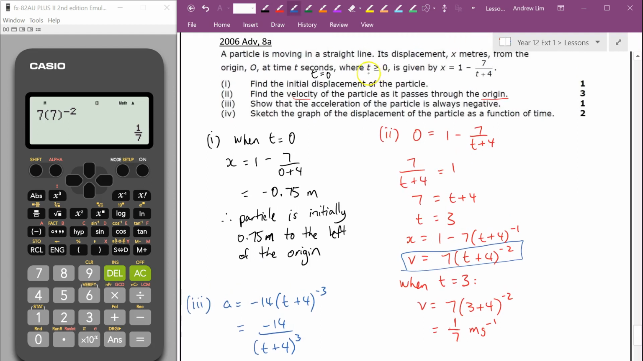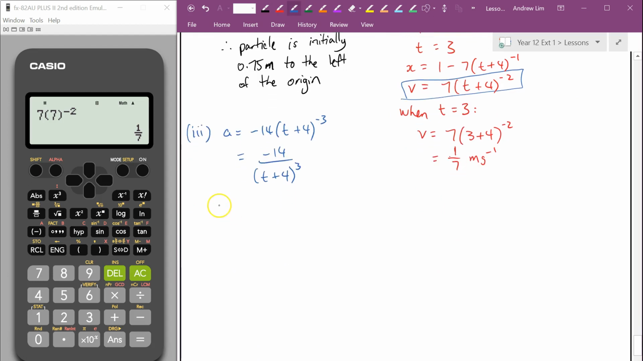Now, the question tells us that t has to be greater than or equal to 0, right? We can't have negative time. So as t is greater than or equal to 0, we can see that (t plus 4) cubed, no matter what that is, will always be positive. It will always be greater than 0. It can't equal 0. Therefore, a negative number divided by a positive number will equal a negative number. So we can say, therefore, acceleration is negative for all t greater than or equal to 0.